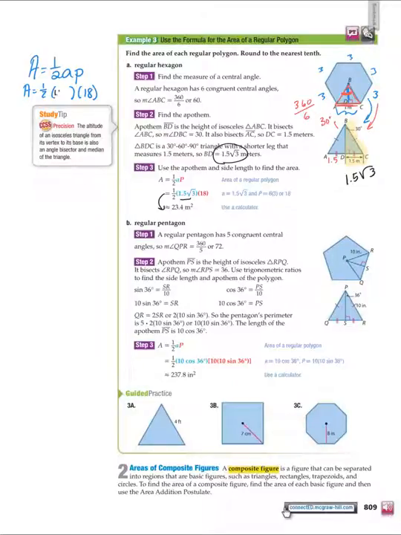This is 1.5 root 3. Then when you put the whole thing in your calculator, you see how you get an approximation to the nearest tenth, 23.4 square meters.